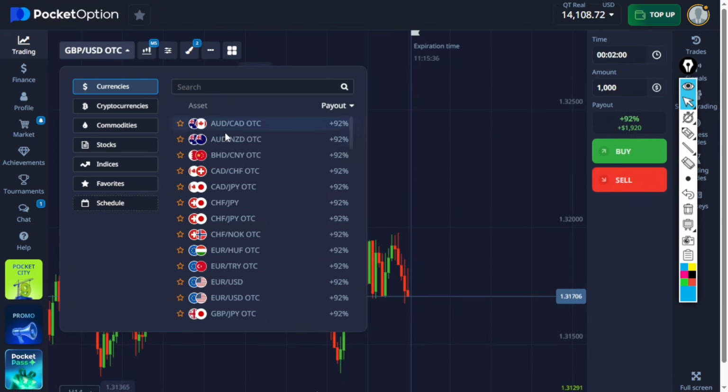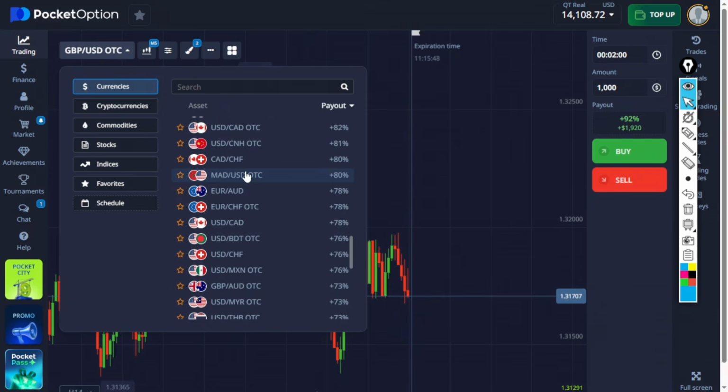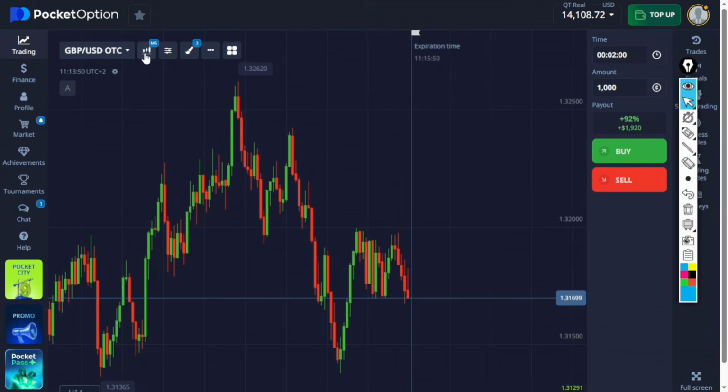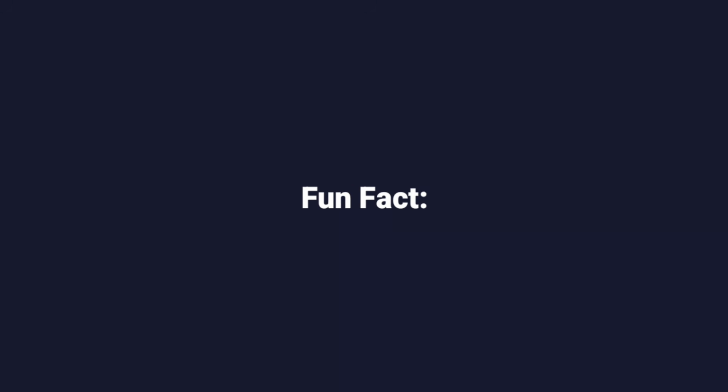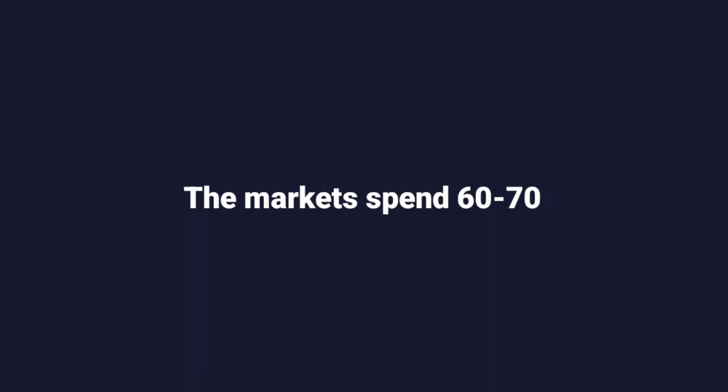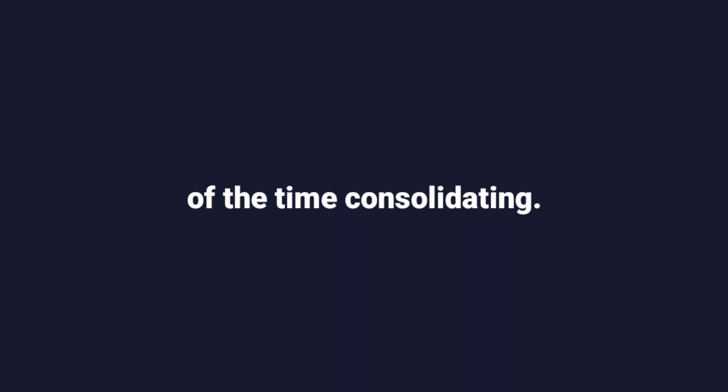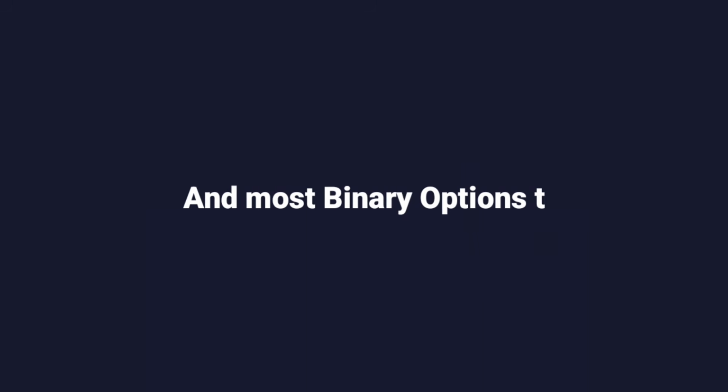It's important to note that consolidation occurs on all assets and on all time frames, ranging from the 5-second time frame all the way up to the daily time frame. And a fun fact, the markets spend 60 to 70% of the time consolidating. And most binary options traders are not aware of this, or they simply ignore this.